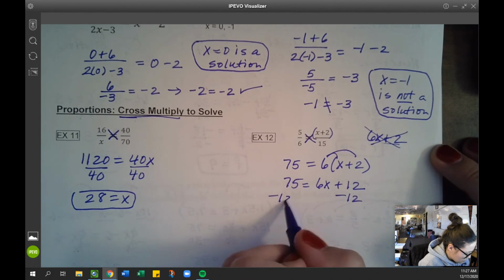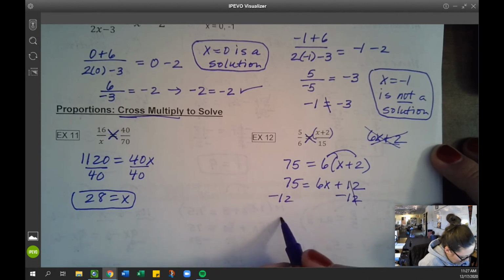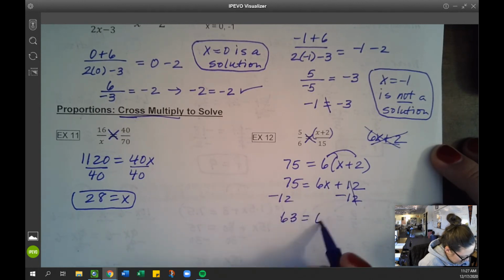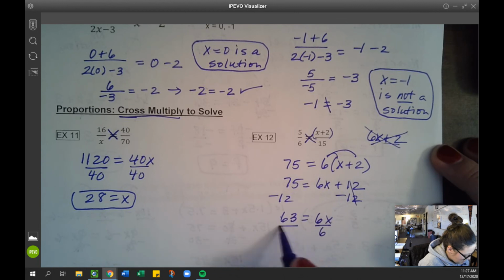I'm going to subtract 12 from both sides. That gives me 63. Divide by 6. And that gives me 10.5.